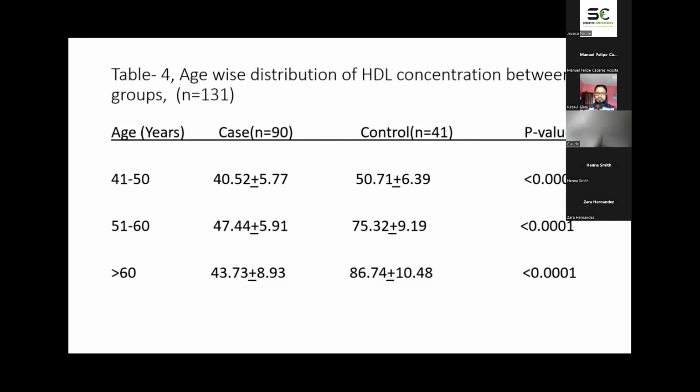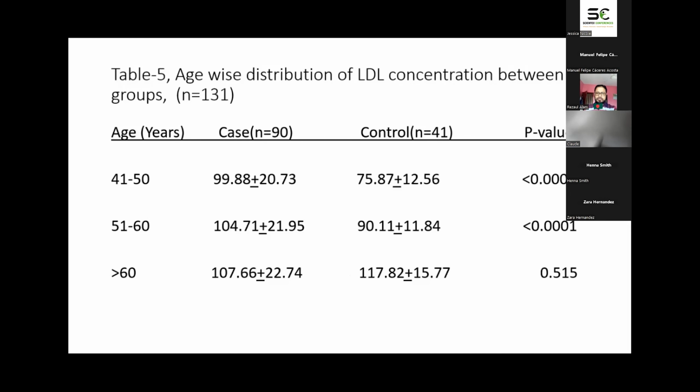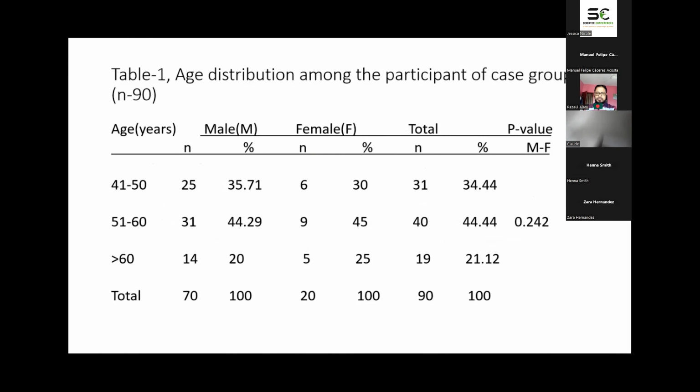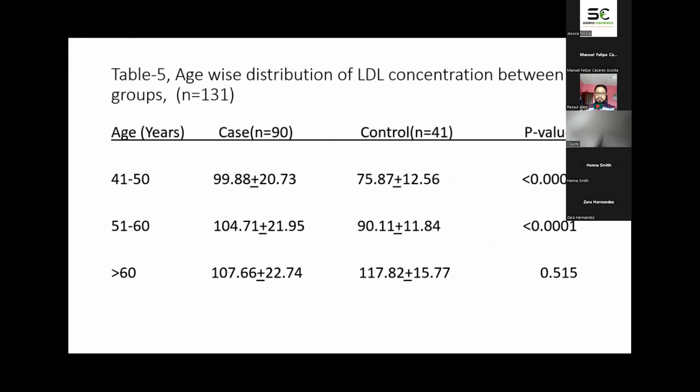And in the age group more than 60 years, here we see the HDL concentration is 43 in the case group, and in the control group, it is about 86. This is significant, that is, the p-value is less than 0.001. Now we see the age-wise distribution of LDL concentration between the groups. Here we see between the age of 41 to 50 years, the LDL concentration is 99 in the case group. In the control group, it is about 75. The p-value here is again less than 0.001.